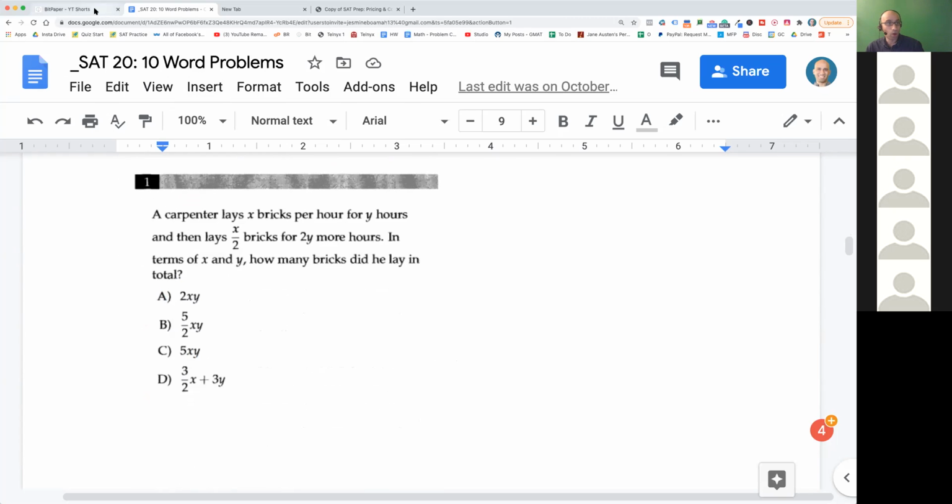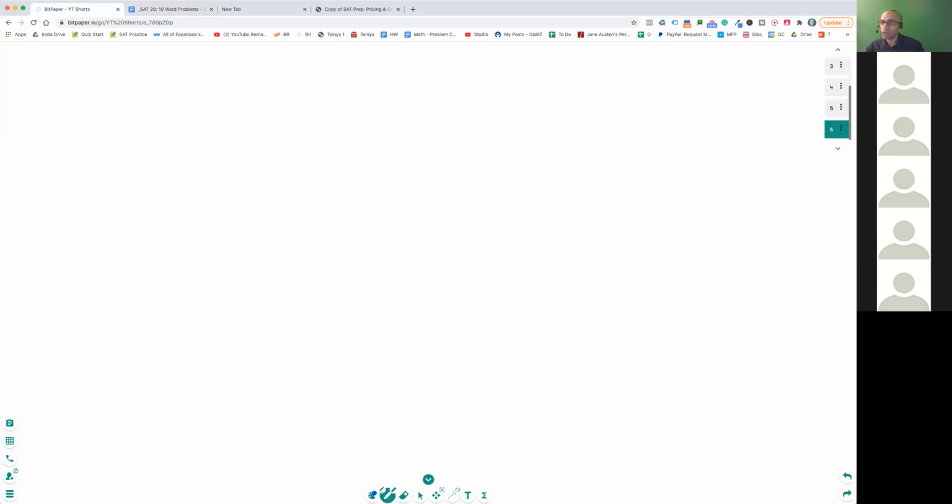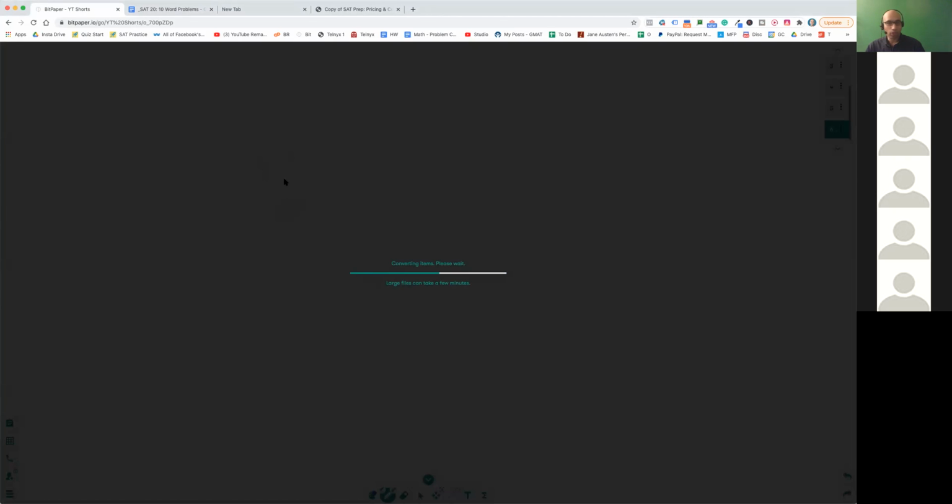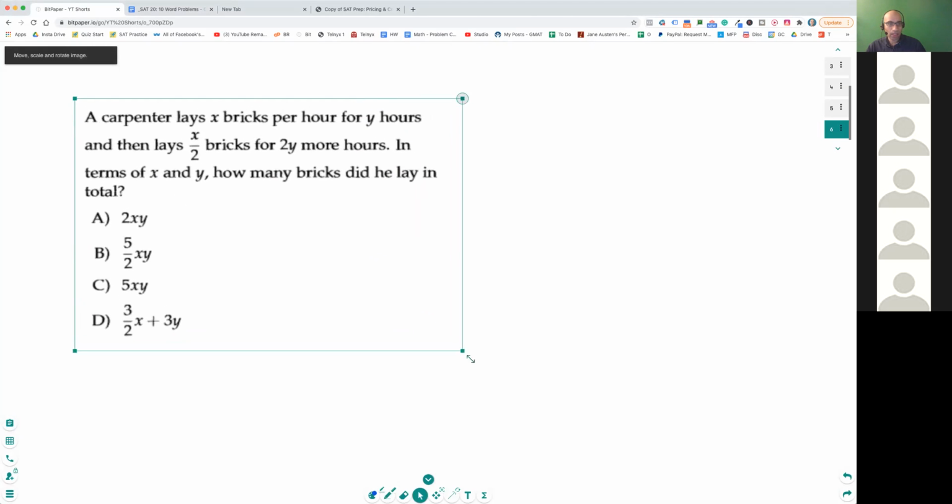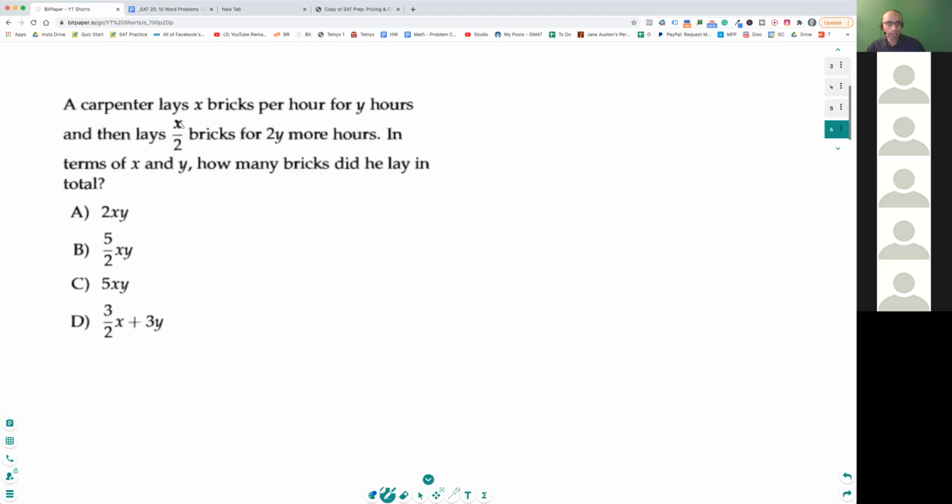This is a purely, unnecessarily confusing problem. This is non-calculator, but just take it easy and solve it. You can even put in numbers and see. A carpenter lays X bricks per hour for Y hours. Try to understand how many bricks he lays in this much time, and then X over 2 bricks per hour for 2Y more hours. So find the number of bricks here, and then find the number of bricks here, and then add them together.